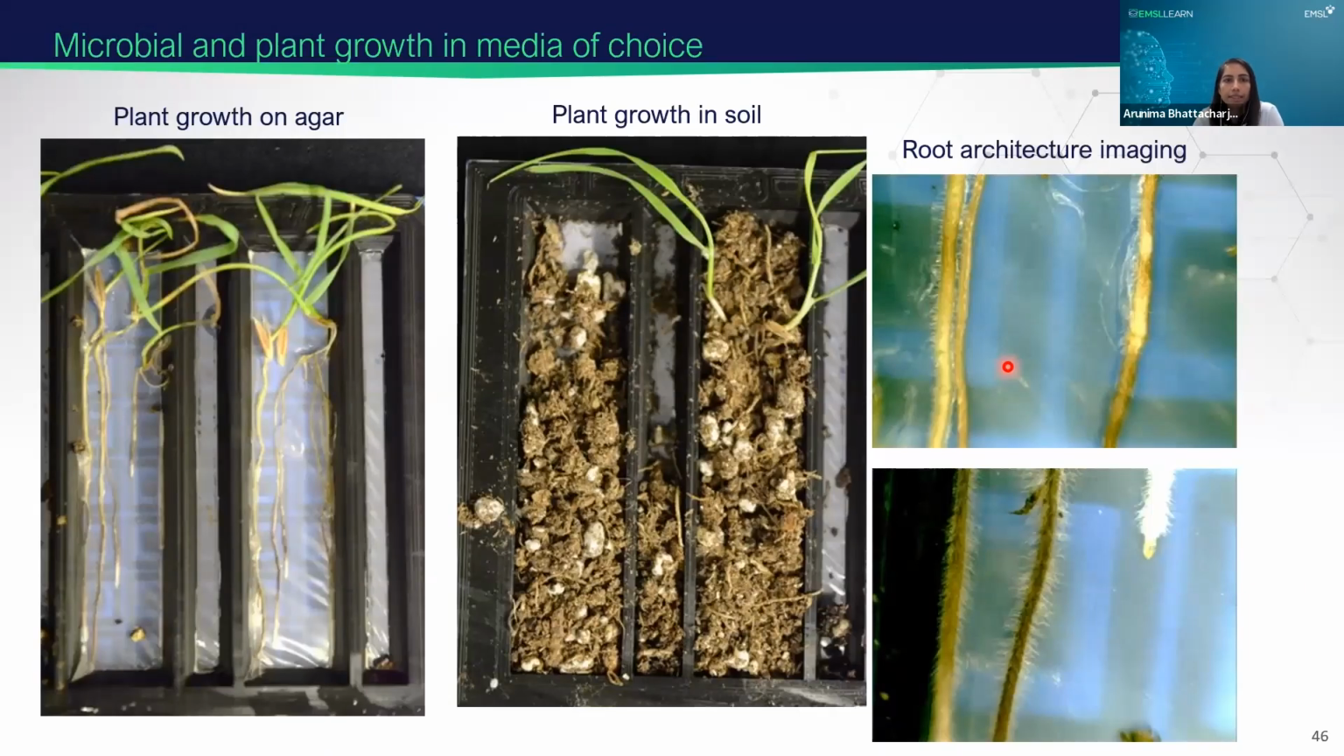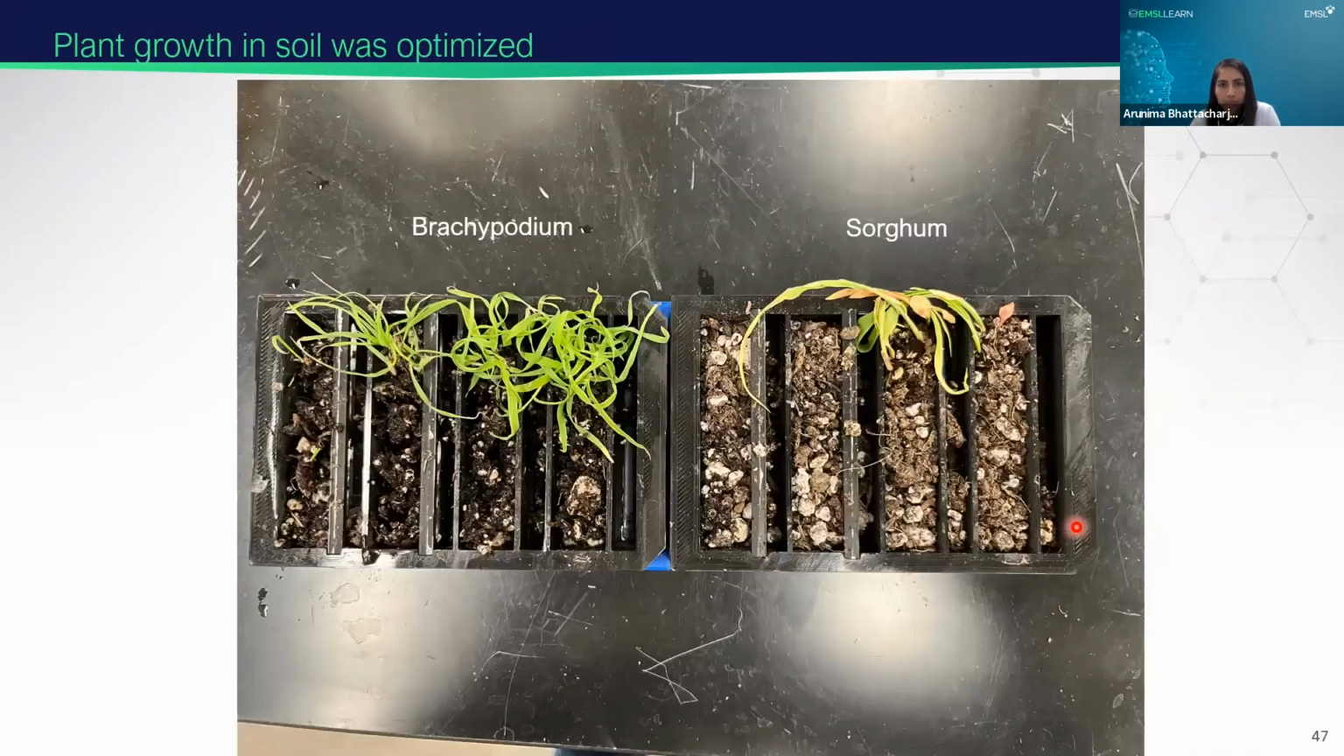So this is an example of brachypodium growth, plant growth on agar. As you can see, the plant root grows on the membrane, and the metabolites are collected below the membrane in the capture plate. This is plant growth in soil. We can do root architecture imaging using these. We can look at the fine root hairs as well. So we have optimized this platform for different types of plant growth, for example, brachypodium or sorghum growth in this case.